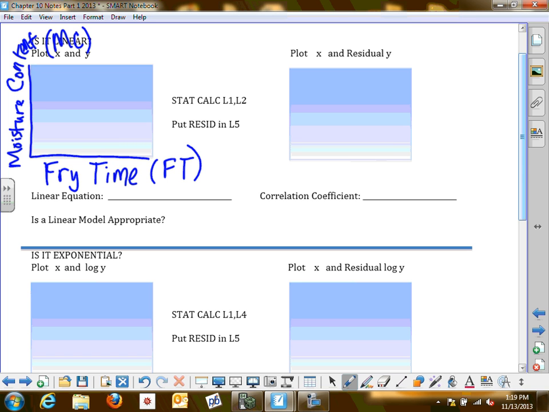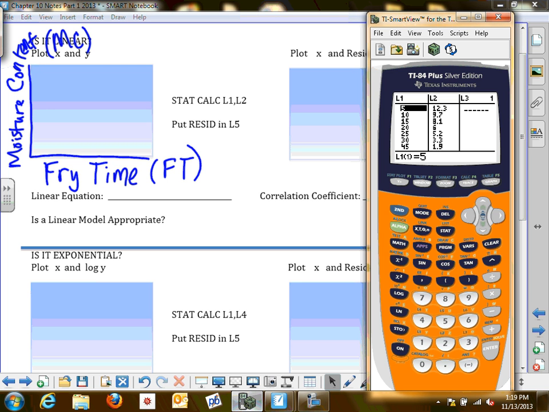Okay, so let's graph that. We've got our x's in L1, our y's in L2. So second y equals, to look at it. If you have cleared your calculator, then you probably have this stat plot off. You need to turn it back on and make sure that you are going to be graphing L1 and L2. Okay? And then zoom 9. And there you go. So I can see a curved pattern here.